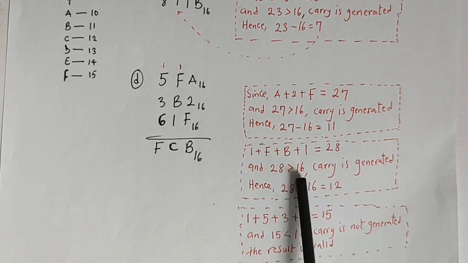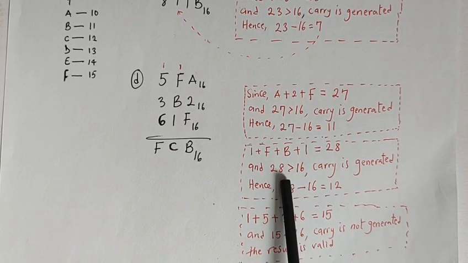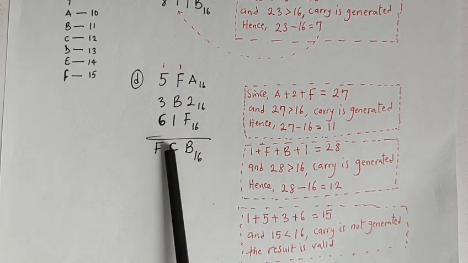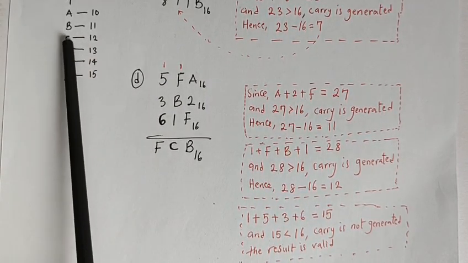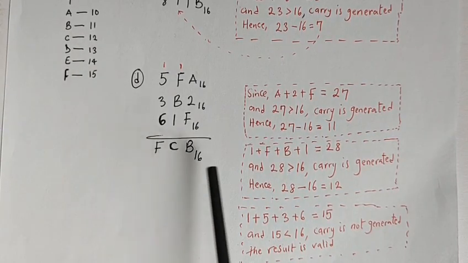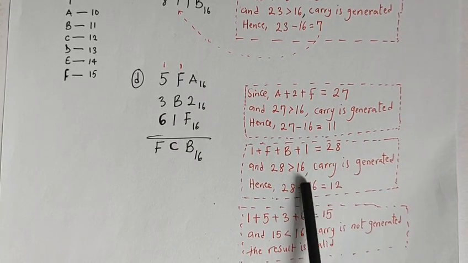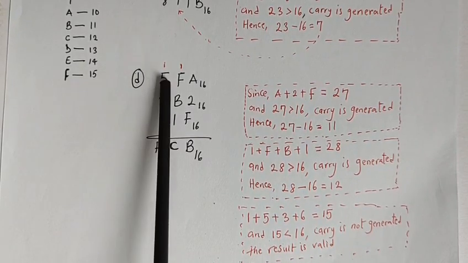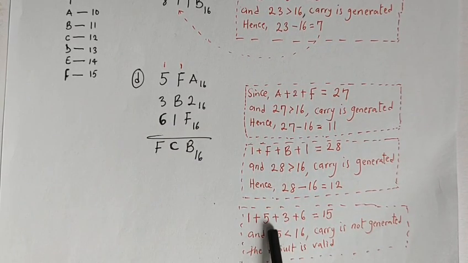Now, since 28 is greater than 16, a carry is going to be generated, and hence we have to subtract 16 from 28. So 28 minus 16 is equal to 12. We cannot write 12 directly at this point. We have to write C, because C is equal to 12. Now remember, a carry is generated at this point, so we take the carry to this part. We say 1 plus 5 plus 3 plus 6. So 1 plus 5 plus 3 plus 6 equals 15.